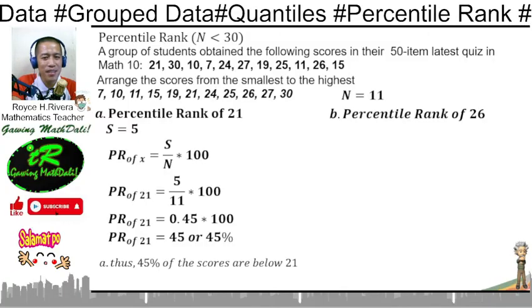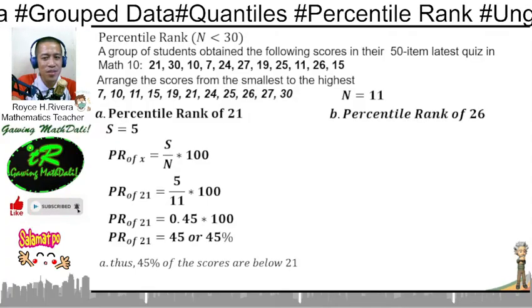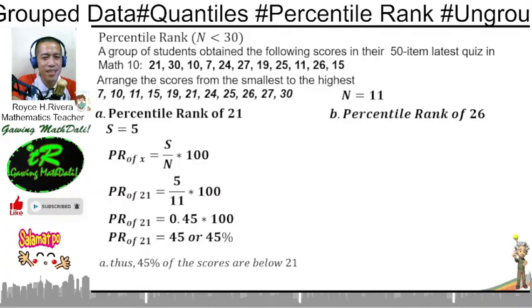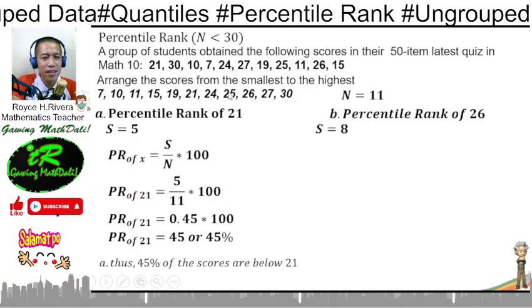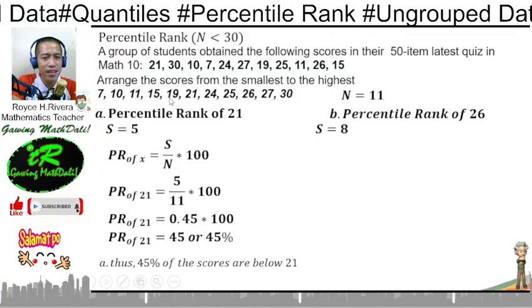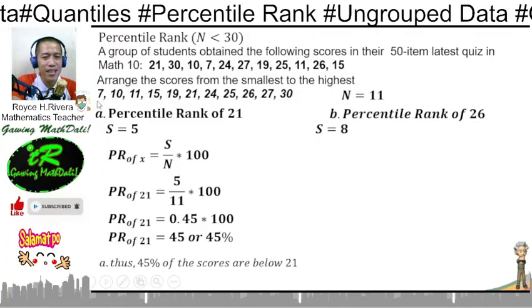Ngayon naman, the percentile rank of 26. We count the scores that are below 26. And there are 8, namely 25, 24, 21, 19, 15, 11, 10, and 7.